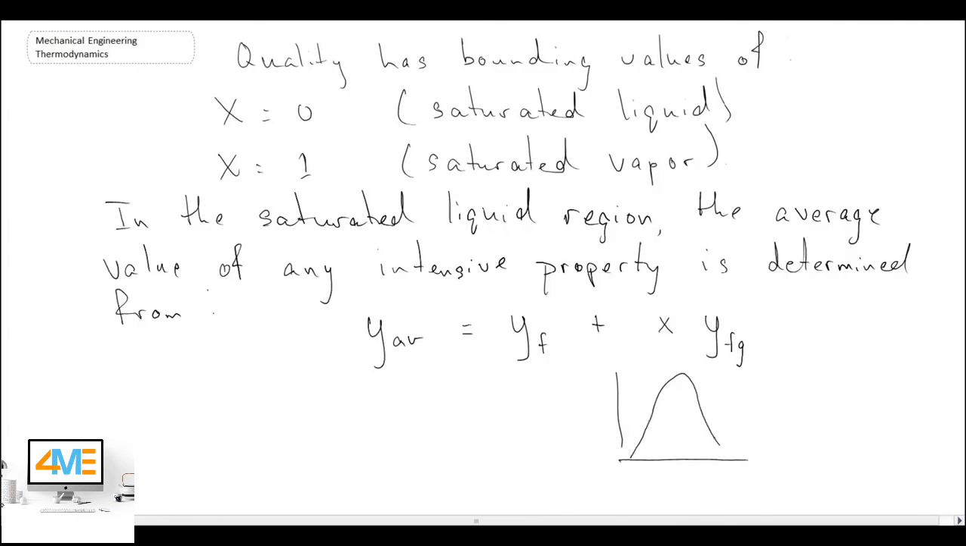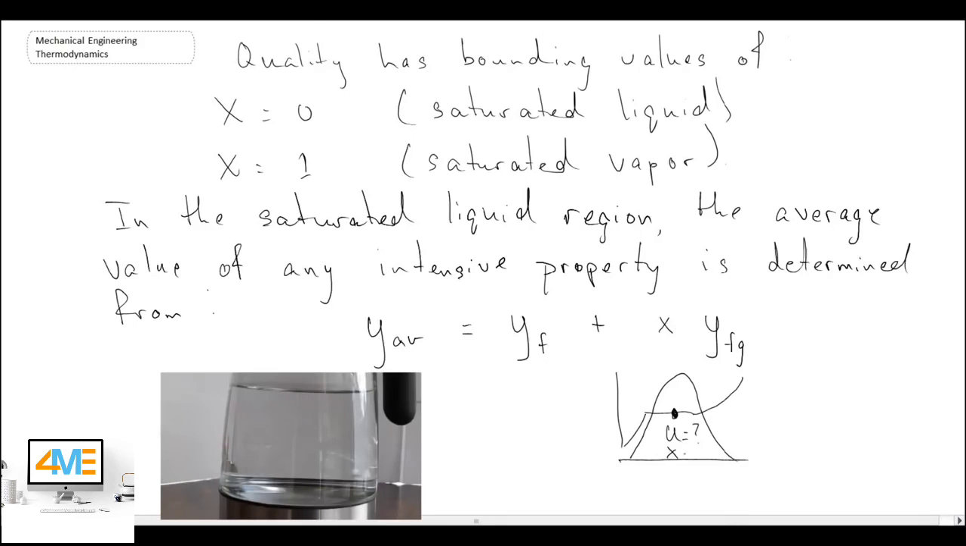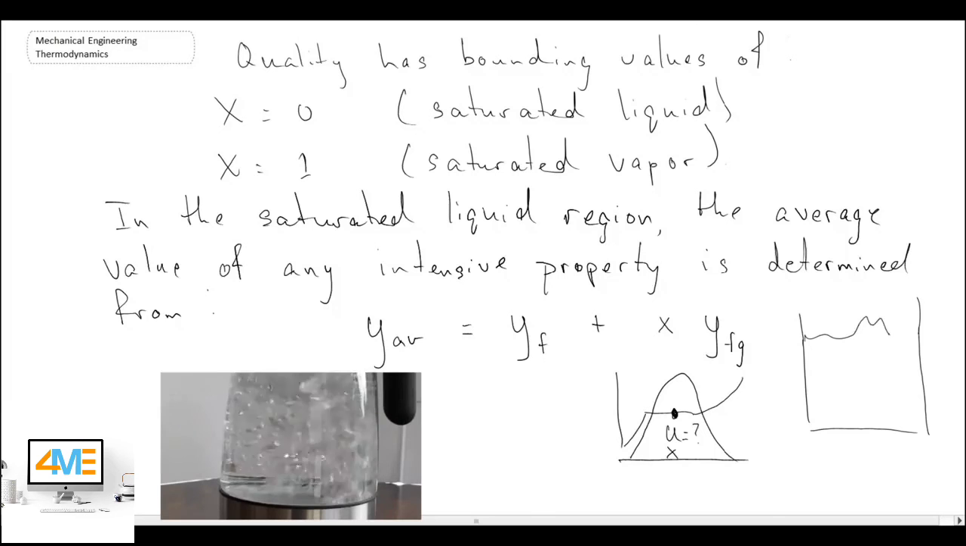So if this is our two-phase region, we have a constant pressure line. Let's say we're someplace in here, and we want to know the internal energy. It equals what? Well, we need to know the quality, and then from that, we can determine the specific property that we're looking at. And if you recall from our pictures of the boiling vessel, this would be a region where we have the water interface all over, and we have a lot of vapor bubbles in here. So we have a mixture of both liquid as well as vapor in our system.